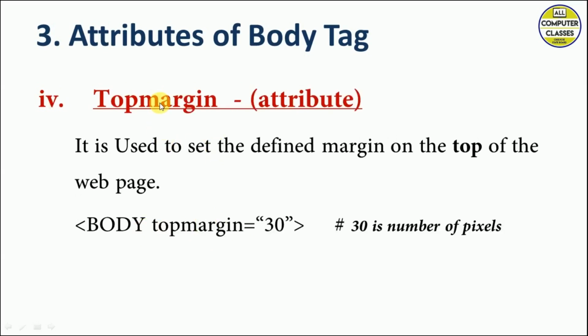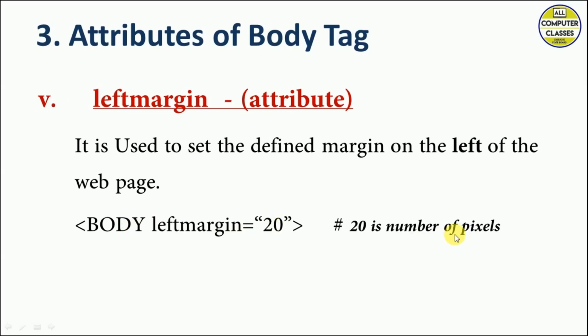Next attribute is top margin. Like we leave some space on the top and we leave some space on the left side. So top for top margin and left for left margin. Now body top margin is equal to 30. So 30 is the number of pixels, right? In the same way we have left margin. So left margin is 20. So 20 is again the number of pixels, right? So let's see how these three attributes work with the body tag.